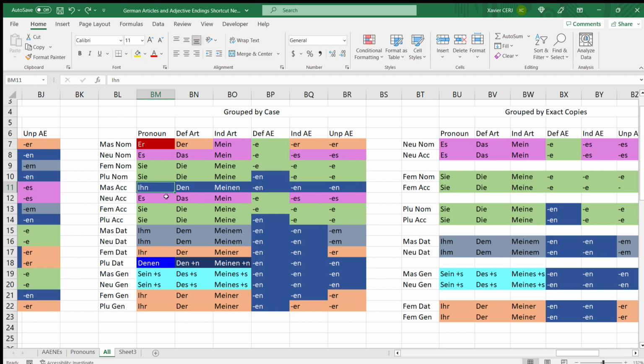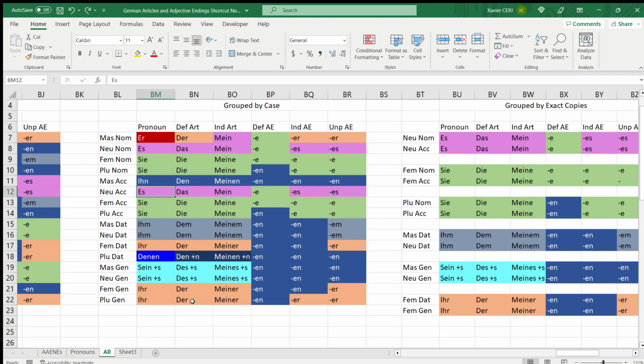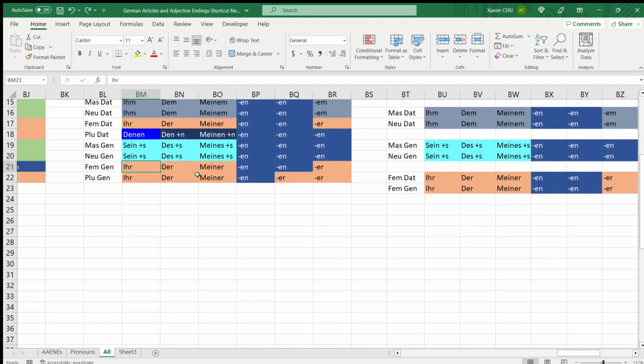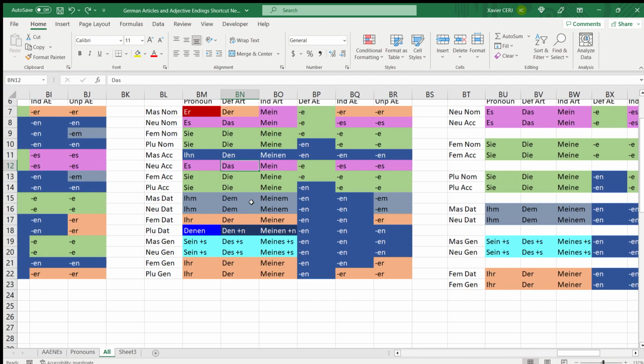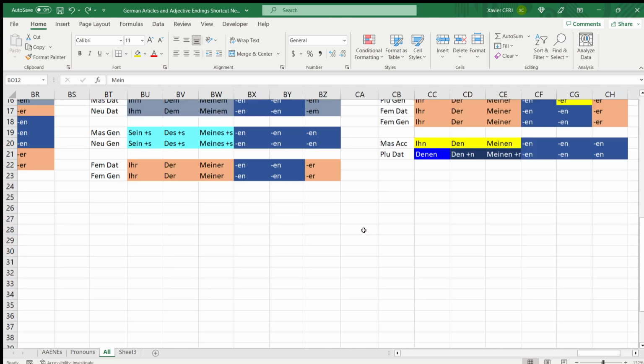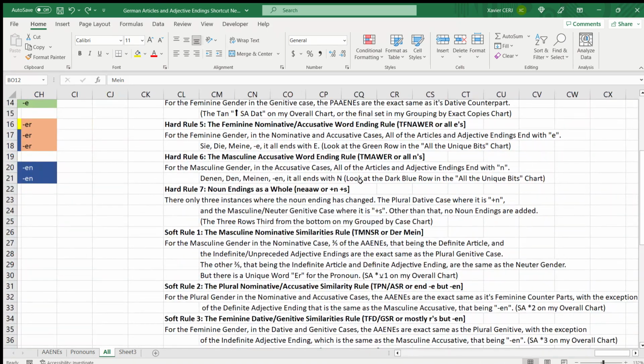Usually the rules of the pronouns don't apply to the articles and adjective endings, but in this case it does. I guess it does for ihr, der, meiner, sie, die, meine, ihm, dem, meinem. Actually, I lied. It does apply. I don't know what I was talking about. I guess I was just thinking it doesn't apply because of es and das, but they both end with an S. It's just mein that doesn't end with an S. Moving on.